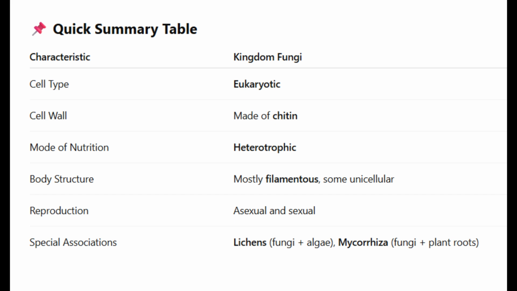Characteristic: kingdom fungi. Cell type: eukaryotic. Cell wall made of chitin. Mode of nutrition: heterotrophic. Body structure: mostly filamentous, some unicellular. Reproduction: asexual and sexual. Special associations: lichens, fungi plus algae; mycorrhizae, fungi plus plant roots.